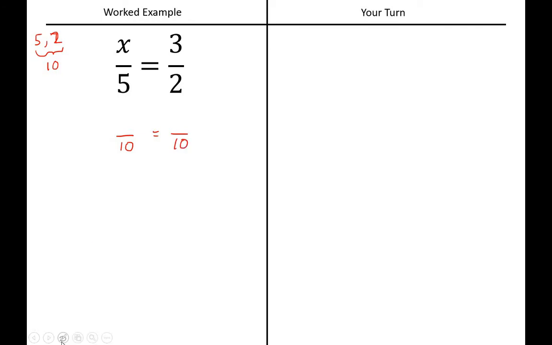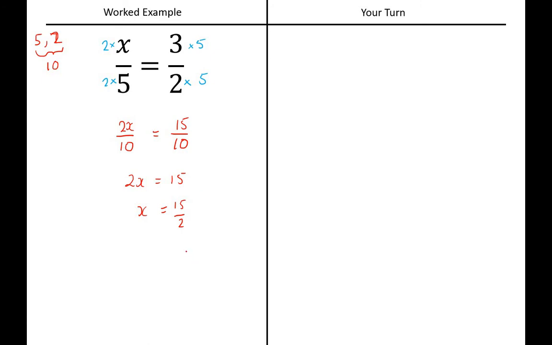Now, on the left-hand side, we can see that we had to multiply the denominator by 2, so we do the same to the top. And on the right-hand side, we needed to multiply the denominator by 5, so we do the same to the top. Okay. So then, that will give us 2x over 10 is equal to 15 over 10. Now, because the denominators match, that means the numerators must match. That is, 2x is 15, which means that x is going to be a half of 15, if we divide both sides by 2.